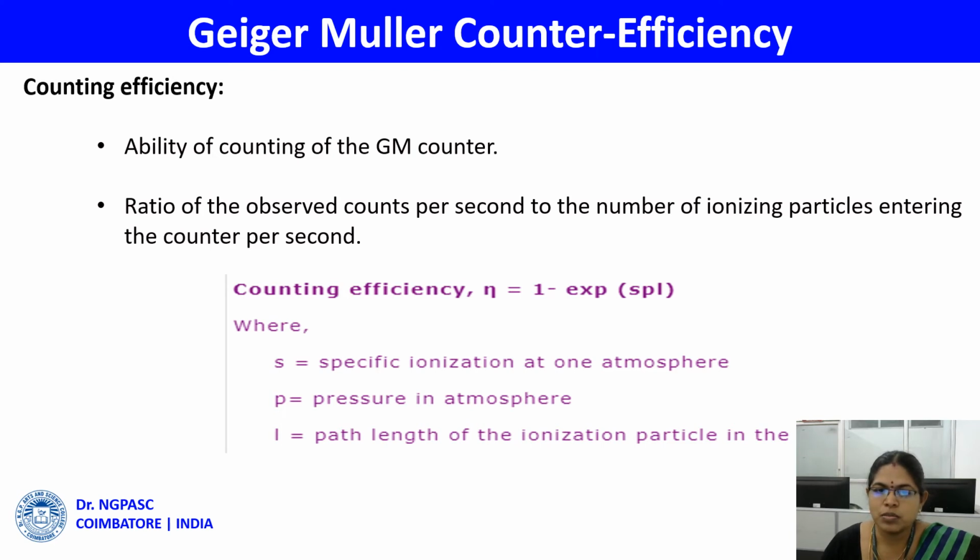Another form of counting efficiency calculation is eta equals 1 minus exponential of SPL. Here, S indicates the specific ionization at 1 atmosphere, P is the pressure in atmospheres, and L is the path length the ionizing particle travels inside the GM counter tube. Likewise, we can calculate the counting efficiency.